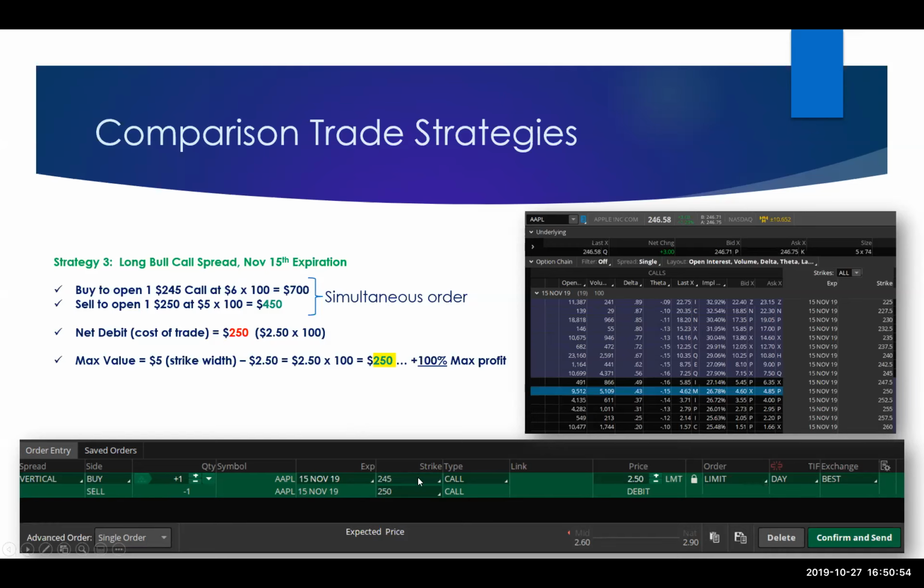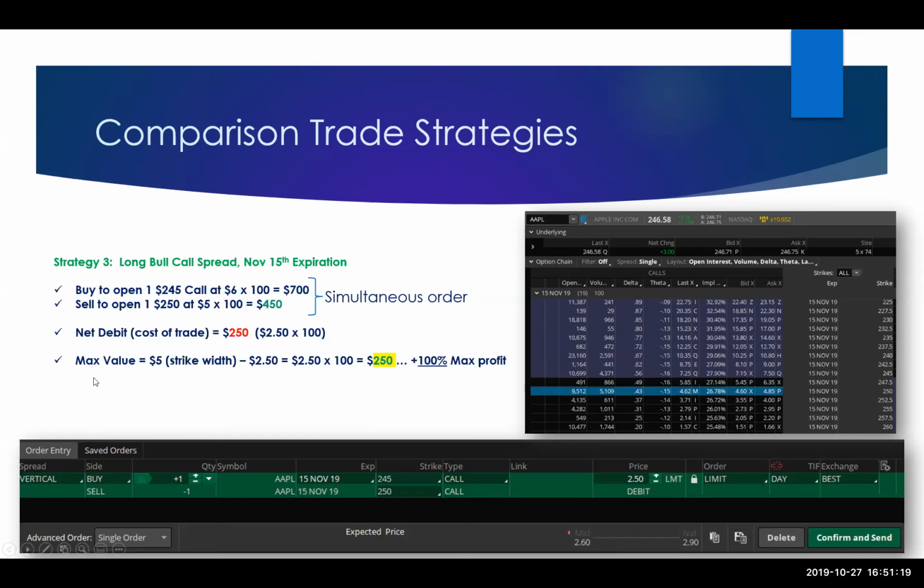So I'm going to hedge it. So now instead of costing me $700, now it's only costing me $250. And the net debit, which is the cost of the trade, is $250 because it's $2.50 times 100, right? So now, remember, I went from paying over $25,000, then I went to $700. Now it's only costing me $250.